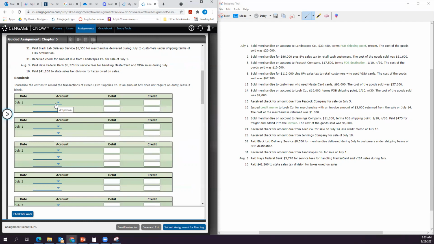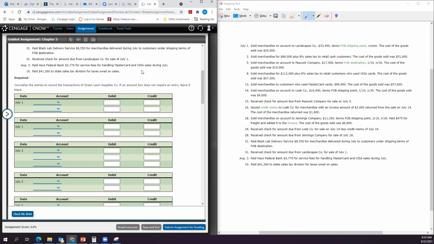So all we have to really do here is journalize the entries to record the transactions for the Green Lawn Supply Company. On July 1st, we sold merchandise on account to Landscapes Company for $33,450. The terms were FOB shipping point, net EOM. That means the net, or whole amount, is due at the end of the month. The cost of goods sold was $20,000.